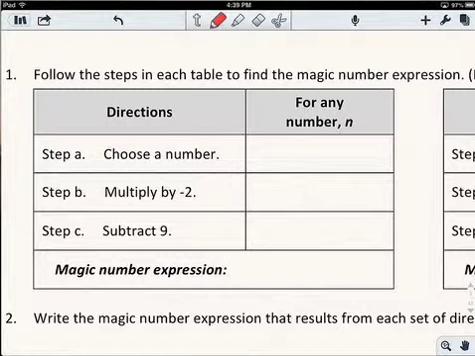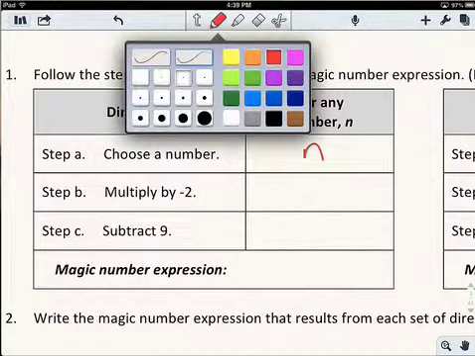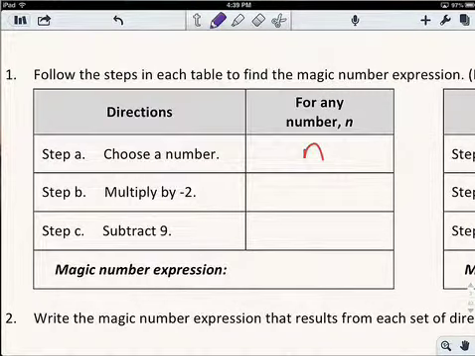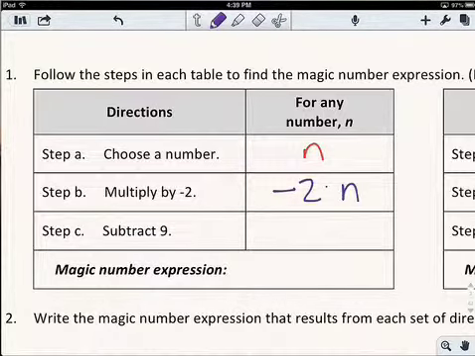All right, so we're supposed to follow the directions here and come up with our magic number expressions. So choose a number for any number n. I choose n. All right. So what do we do to this n? Well, I see a multiply by -2. Again, I want to put the number out in front. So tell you what, let's write a -2, and let's put a dot n because that's what I'm feeling right now. I'm feeling the dot. Cool. There it is, -2 dot n.